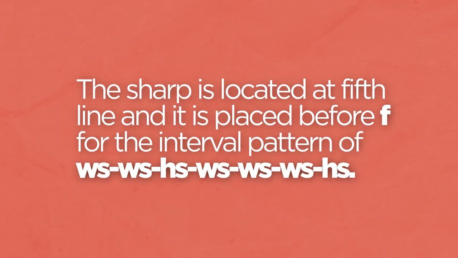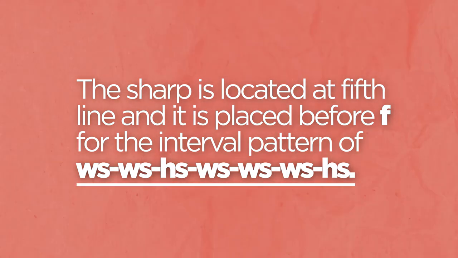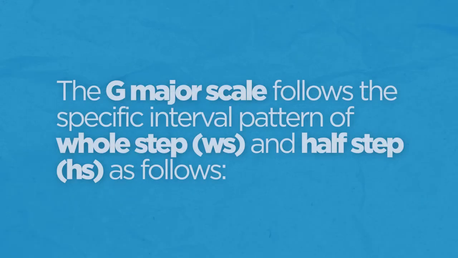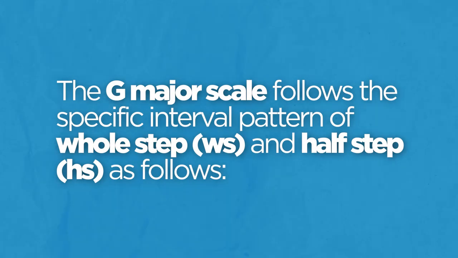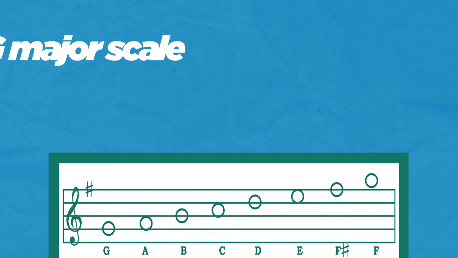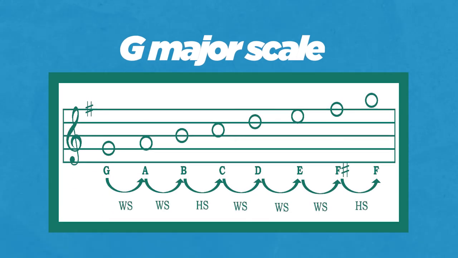The sharp is located at the fifth line and it is placed before F for the interval pattern of whole step, whole step, half step, whole step, whole step, whole step, half step. Here's how the G major scale looks like. The pitch names for G scale are G, A, B, C, D, E, F sharp, and G.